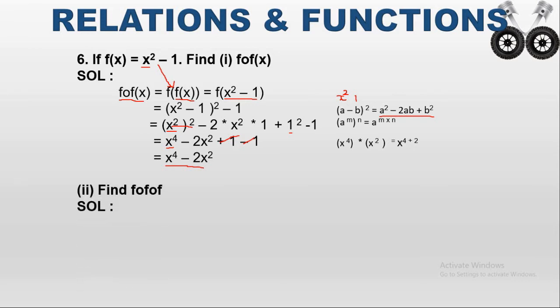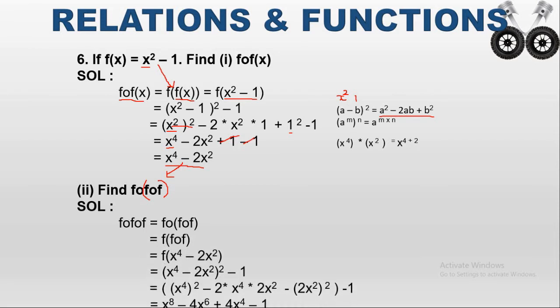Next, subdivision 2. For the same f of x, we have to find the value for f composition f composition f. We already found the value of f composition f, so no need to find it again. We can copy from here. So f composition f composition f can be written as f of f composition f. So what is the value for f composition f? It is x power 4 minus 2x square.